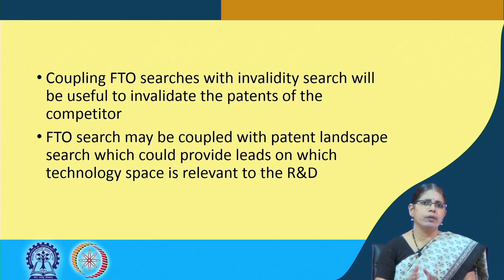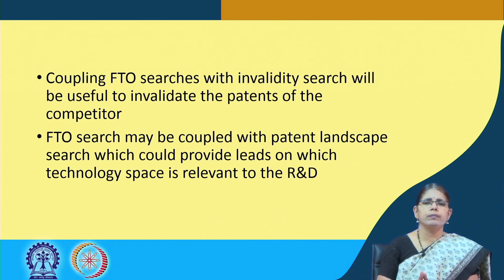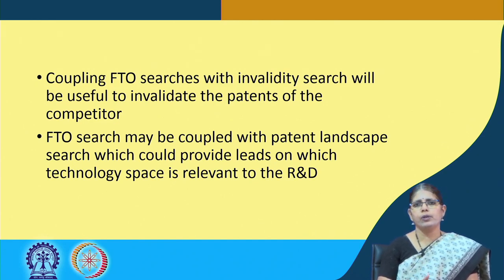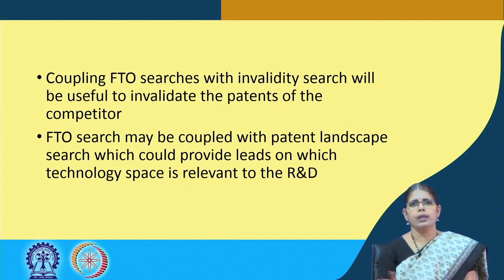Now, an FTO search may reveal that there is no freedom to operate, in which case if you think that you can actually replace the market, and in the case where the patent of the competitor is not so strong, you can actually plan for an invalidation, in which case the FTO search will be coupled with an invalidation search. In the earlier lectures, we discussed the aspects of invalidation search. So, that can now be coupled with the FTO search to look at which claims to be invalidated and what set of patents to be invalidated with respect to the competitor.